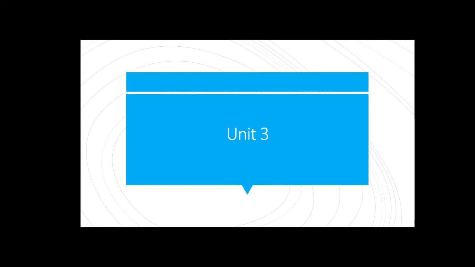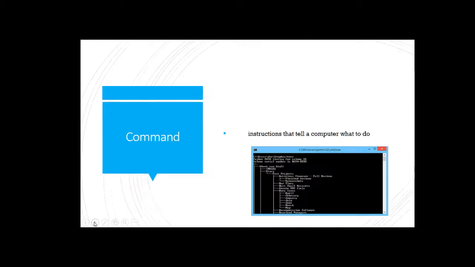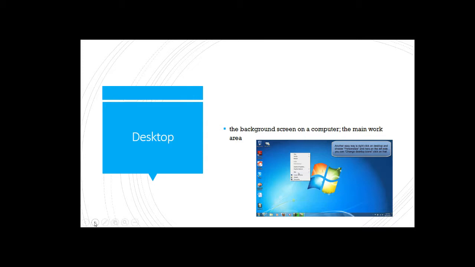Alrighty, we're going to go ahead and get started with this Unit 3 lesson. Okay, so first of all, what is a command? It's instructions that tell a computer what to do. What's the desktop? It is the background screen on a computer, the main work area. You probably are very familiar with it.